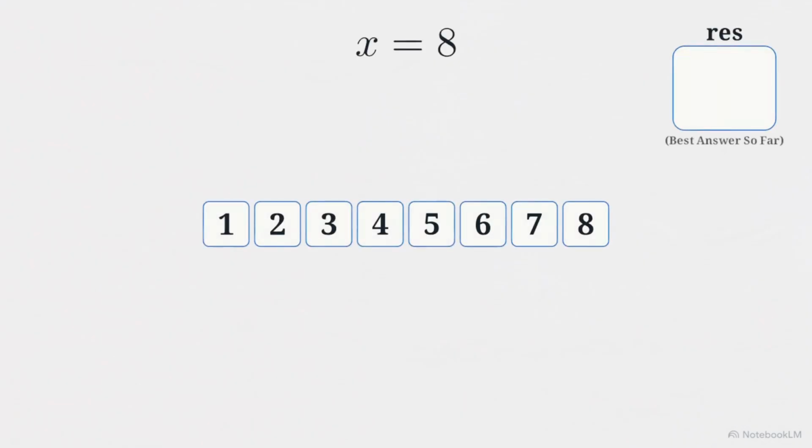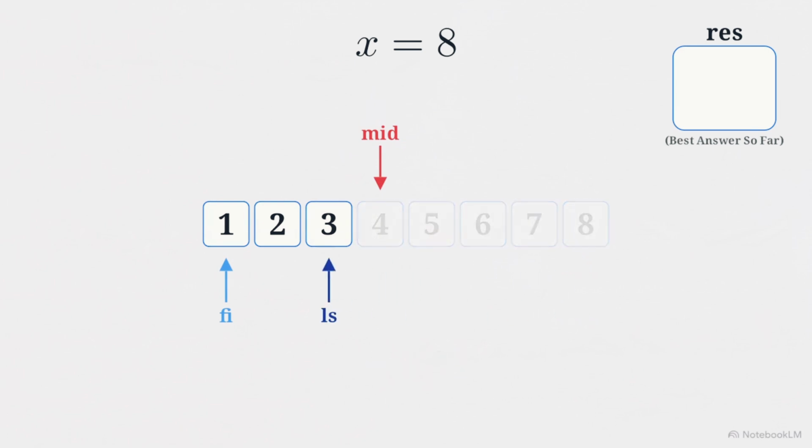Let's run the algorithm with x equal to 8. Our left pointer starts at 1, our right pointer starts at 8, and our midpoint evaluates to 4. We test 4 against 8 divided by 4. Since 4 is not less than or equal to 2, this candidate is invalid. The right pointer shifts to 3, and the entire upper half of the search space is eliminated completely.